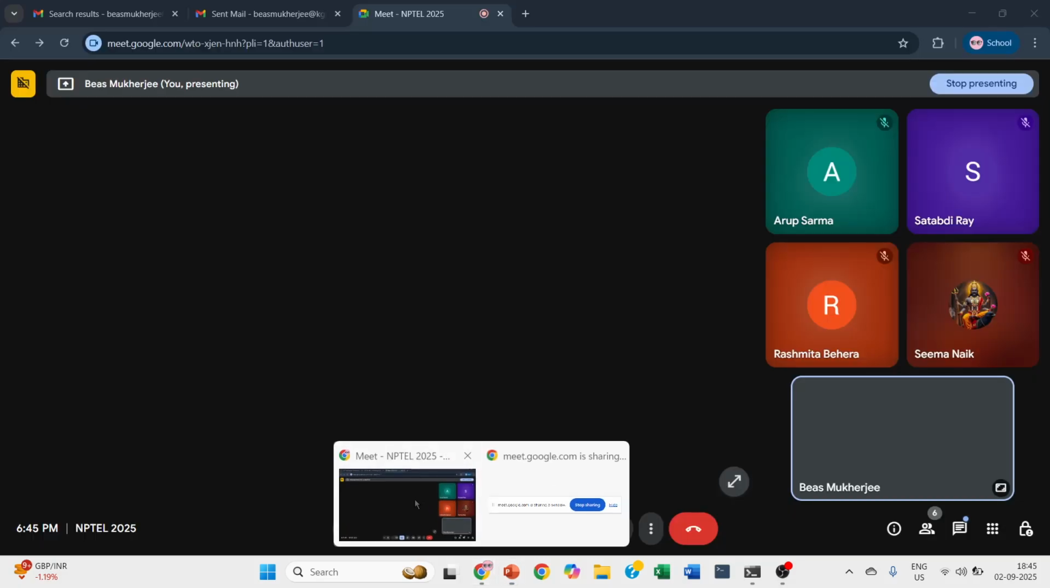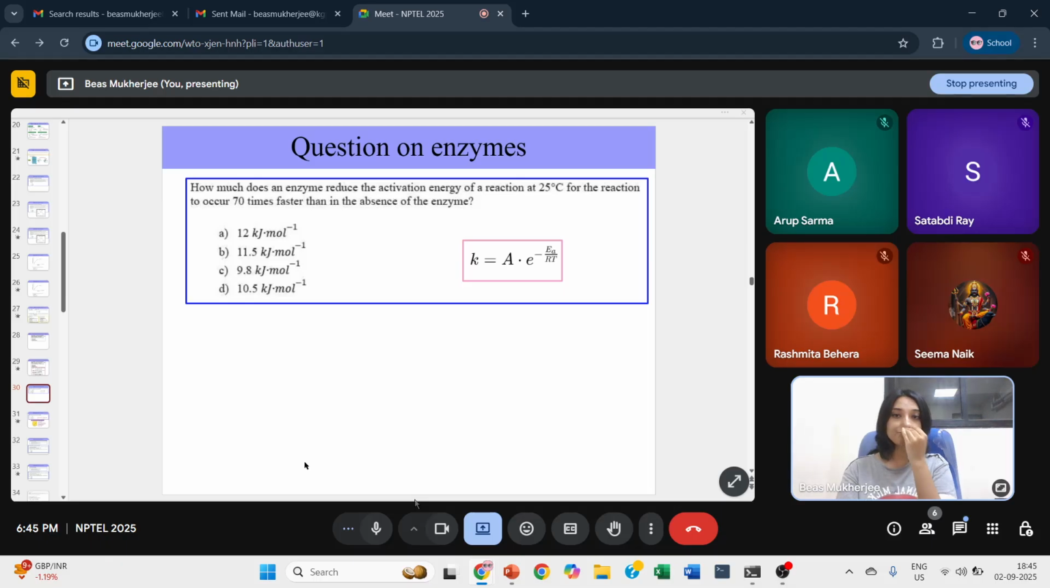Okay. Now we have one more question. So this is also a numerical. Let's see. How much does an enzyme reduce the activation energy of a reaction at 25 degrees centigrade for the reaction to occur 70 times faster than in the absence of the enzyme? Okay. So for solving this kind of question where only temperature is given and the rate of the enzyme's function is given.